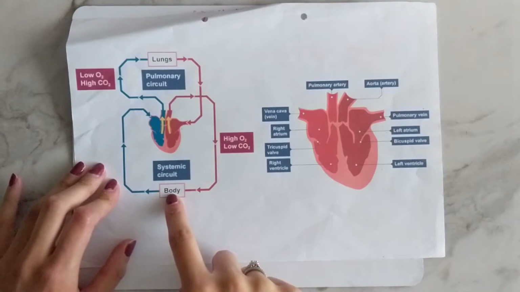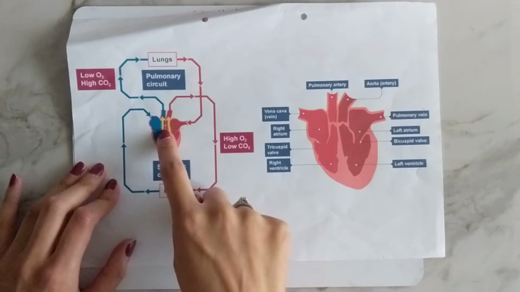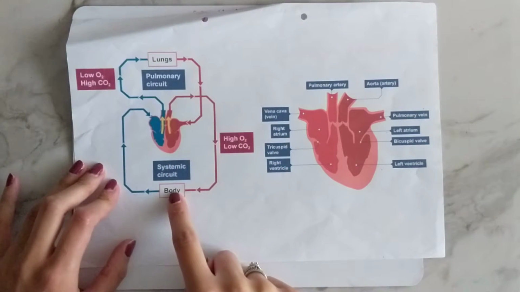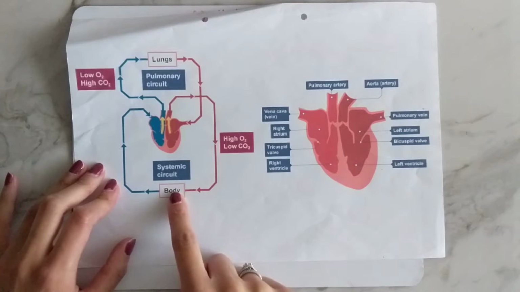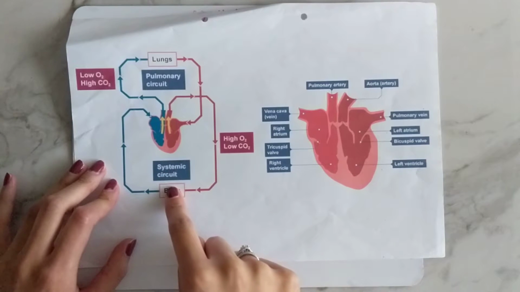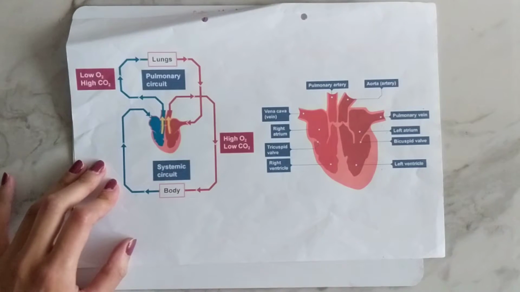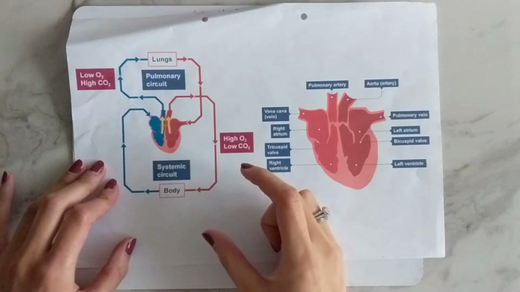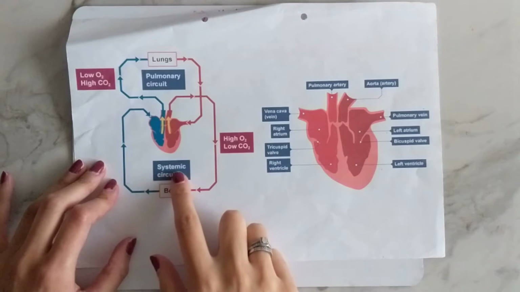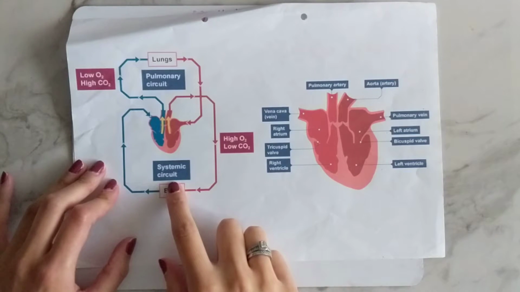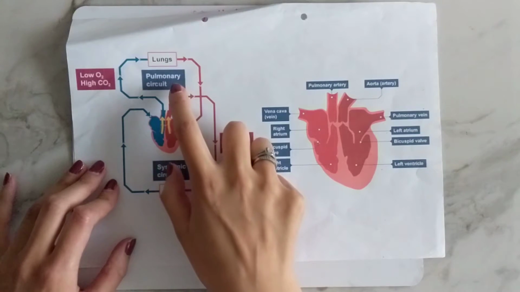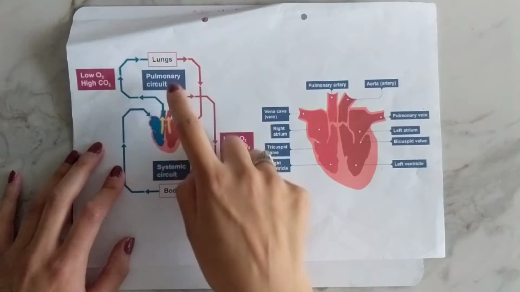And then the circuit goes round again from the body to the heart, to the lungs, back to the heart, and then round to the body. So that is your double circulation. So it goes body, heart, lungs, heart, body. And that is just continuous. So the two circuits that make up this double circulatory system are the systemic circuit and the pulmonary circuit. Now the systemic circuit is the one between the heart and the body, and the pulmonary circuit is the one between the lungs and the heart.